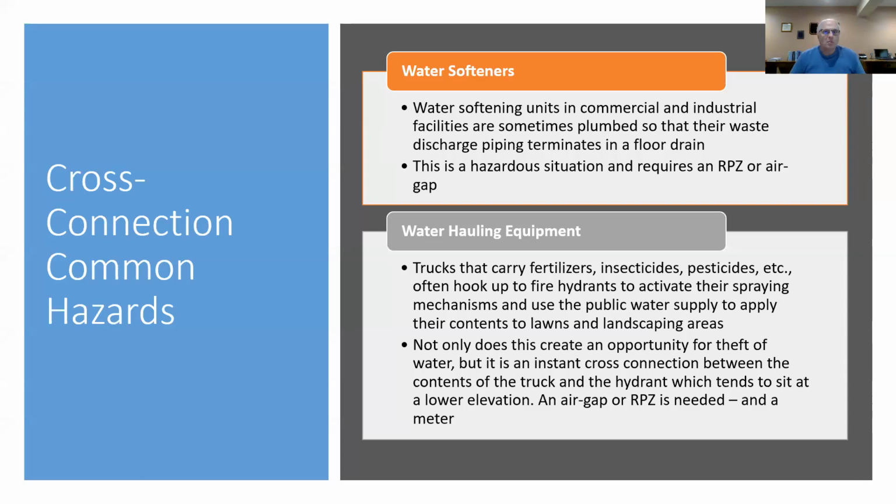Water hauling equipment, of course, is a big hazard for utilities. In the summertime, you see these trucks roll up to a hydrant and suck water up in order to mix up the chemicals in the tank and spray lawns down. Of course, those are hazardous chemicals. By its nature, that truck sits at a higher level than the fire hydrant. And if you have a main break or firefighting capability in the neighborhood, and they put a back siphonage situation in there, you're going to suck back those chemicals from the truck. So those are things you need to protect against.